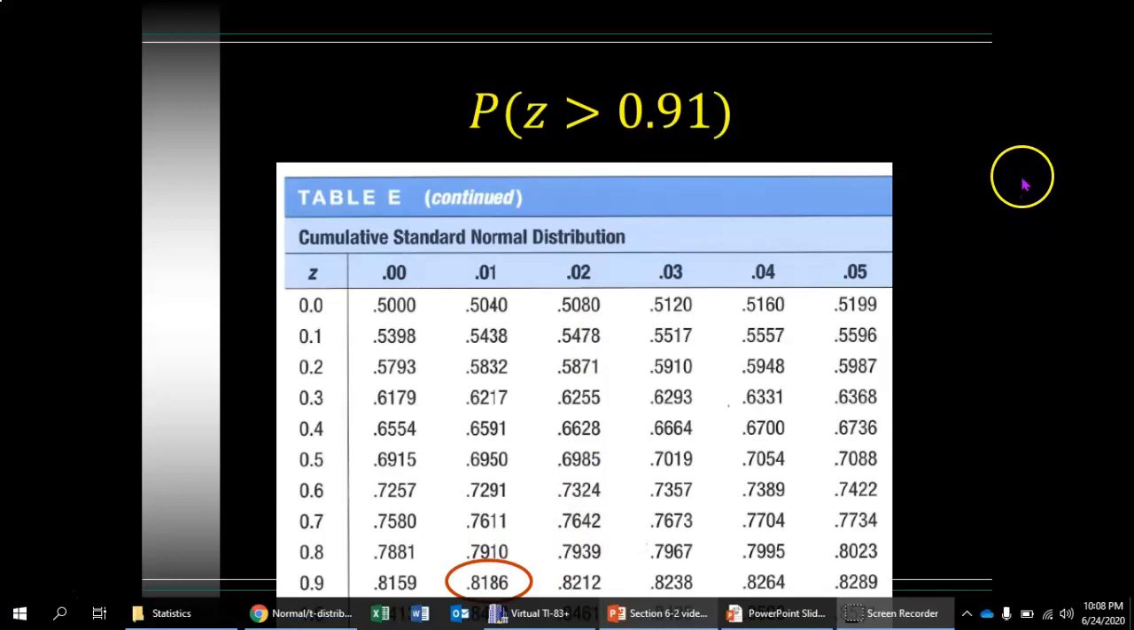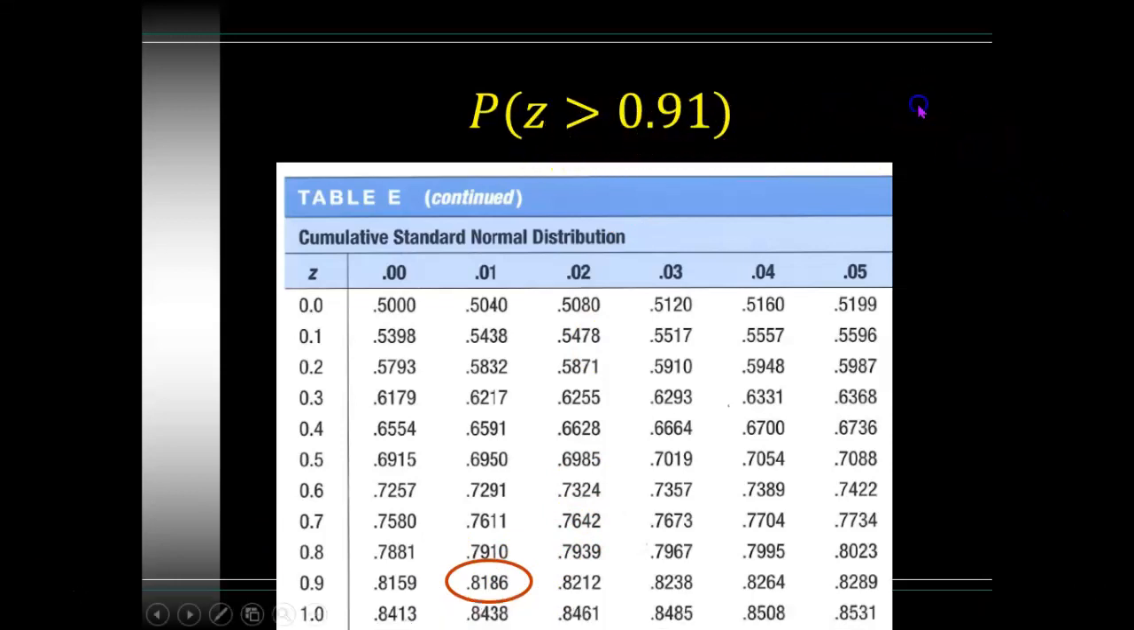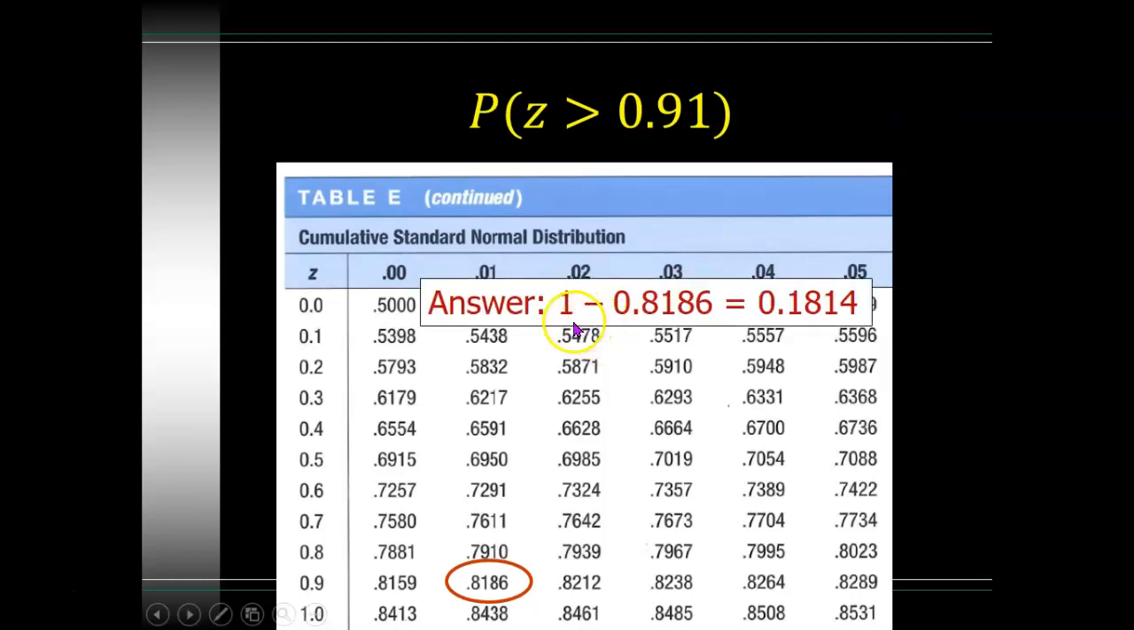But instead, we want the probability of z being greater than 0.91. So our answer is 1 minus the number from the table. 1 minus 0.8186 is 0.1814. So that's the probability: about 18.14% of the flowers are more than 17.5 inches tall. And so that's the probability of getting one that's more than 17.5 inches tall.